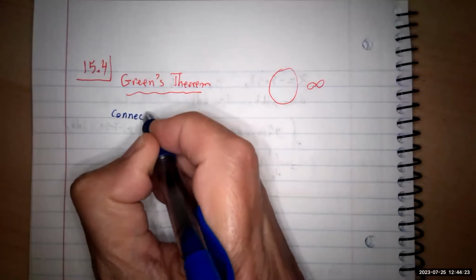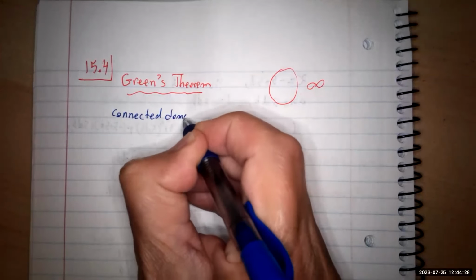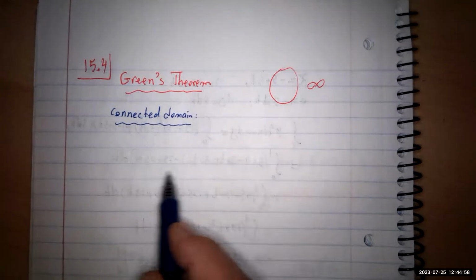We need some terms, like connected domains. If you don't like it, you are not going to lose anything, but at least a little bit, because when we write the statement of the theorem, it depends on this idea. Connected domain. When we say the domain is connected, this means this domain is one piece only. Sometimes we say it's path connected. Path connected means if you pick any two points in your domain, there is a path between these two.